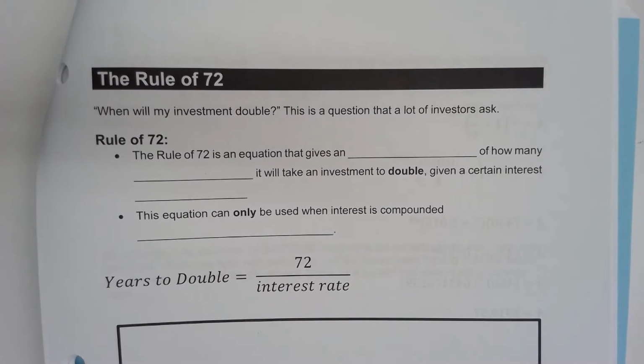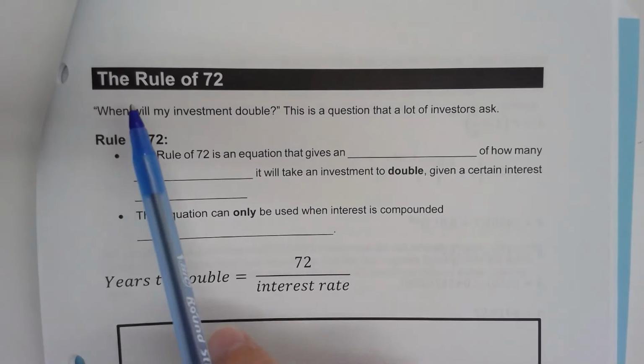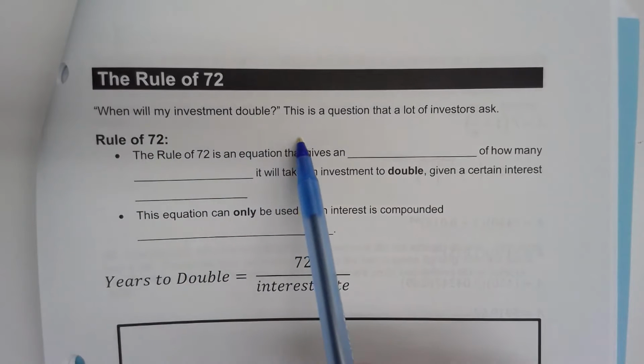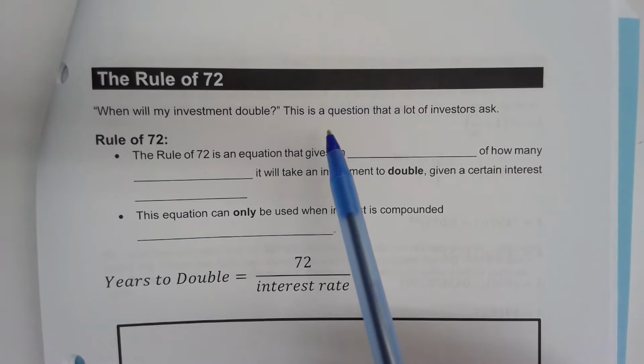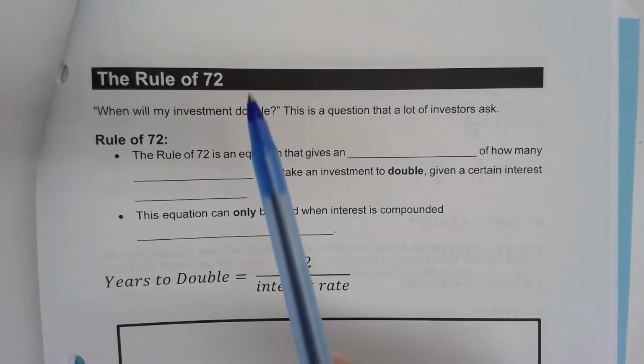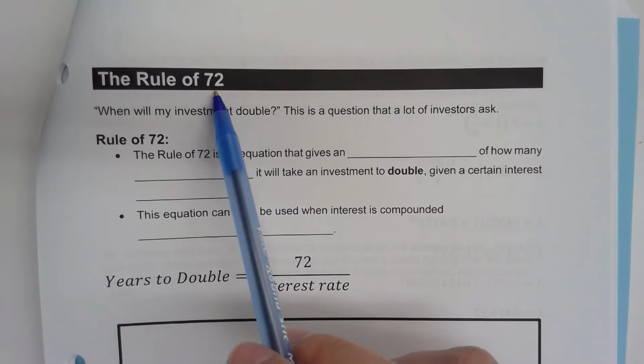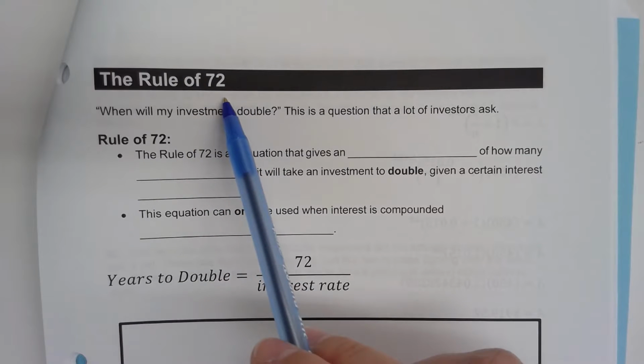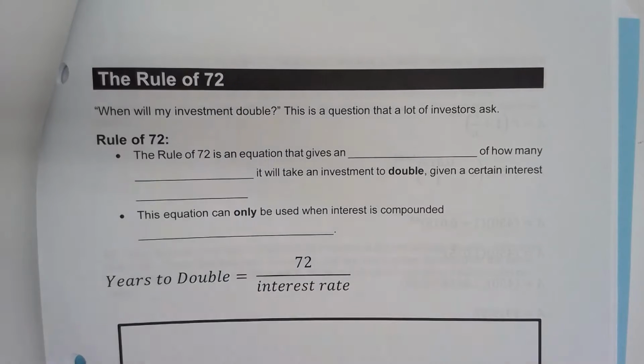Sometimes we want to know how long it will take for our money to double if we have it in an investment. So when will my investment double? That's something that's kind of nice to know sometimes, right? So we use this rule of 72. Now 72 is kind of the magic number here. We need to use this number, rule of 72.